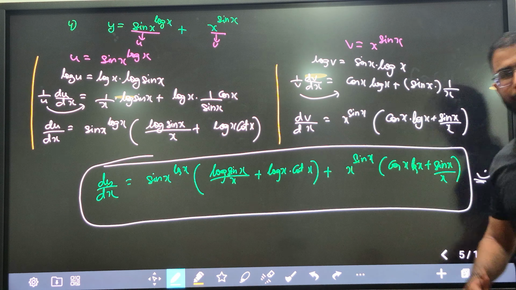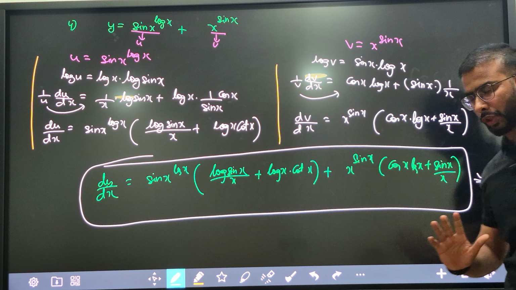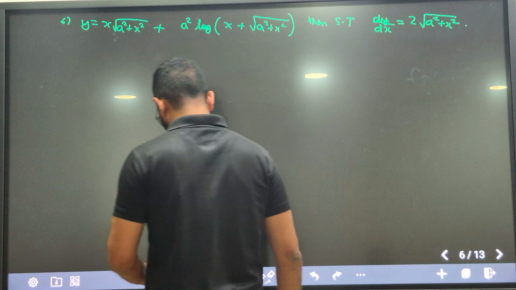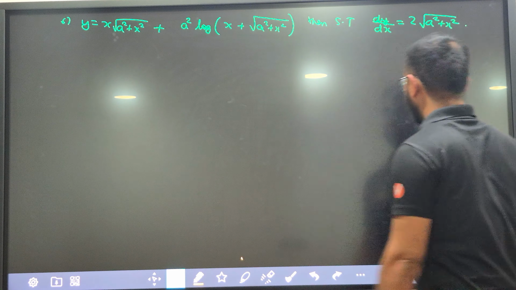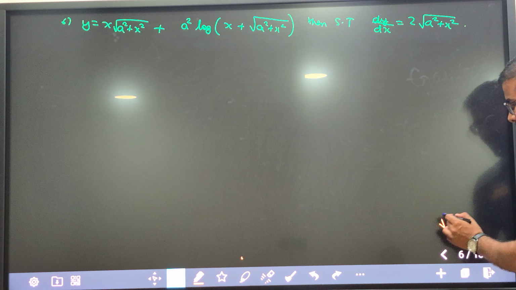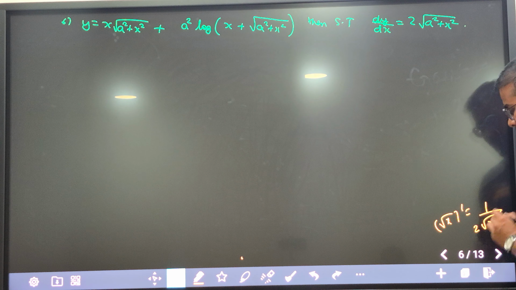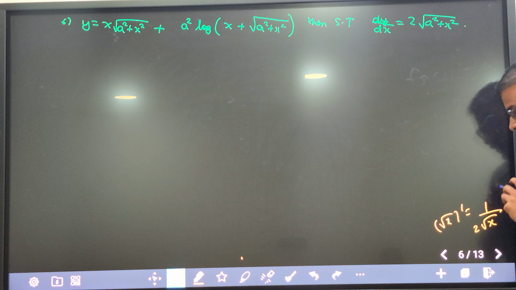Done and dusted. Easy guys? Yes? All with me? Okay. Awesome. Let's take the last question for the day. Just one thing you have to apply: root x differentiation is 1 by 2 root x. If there is anything inside, you have to differentiate it too. Again, we'll be using this.